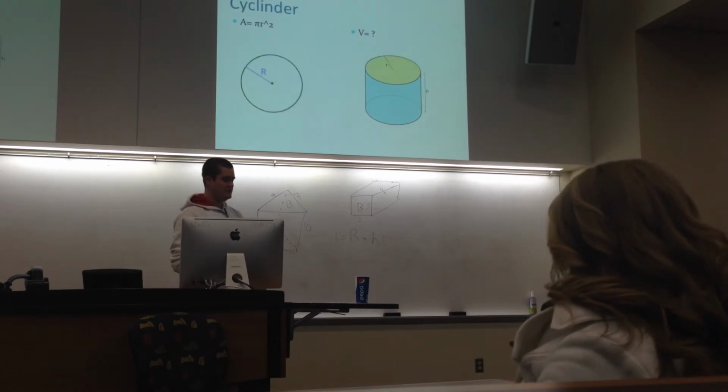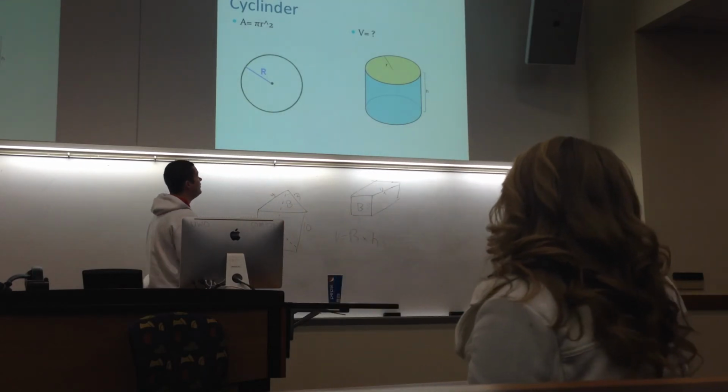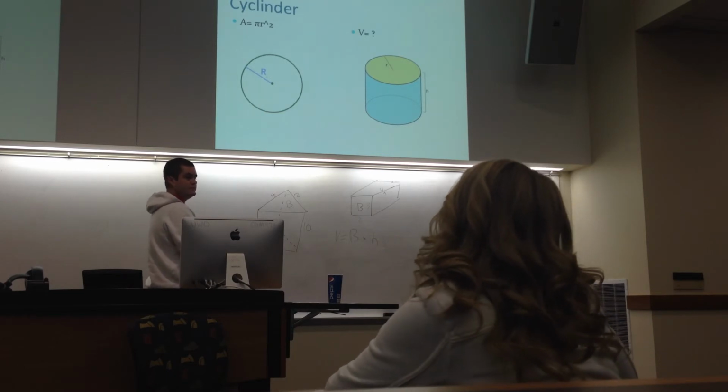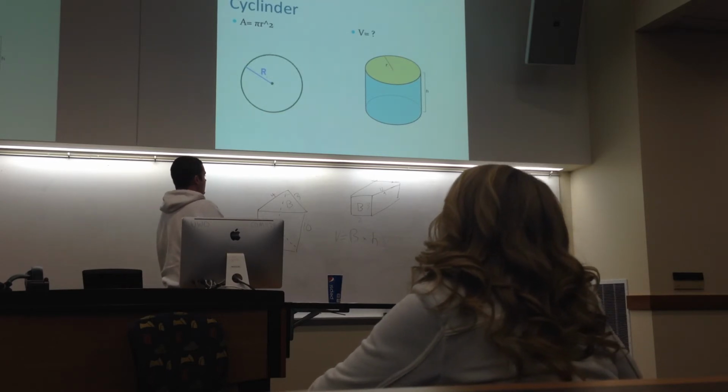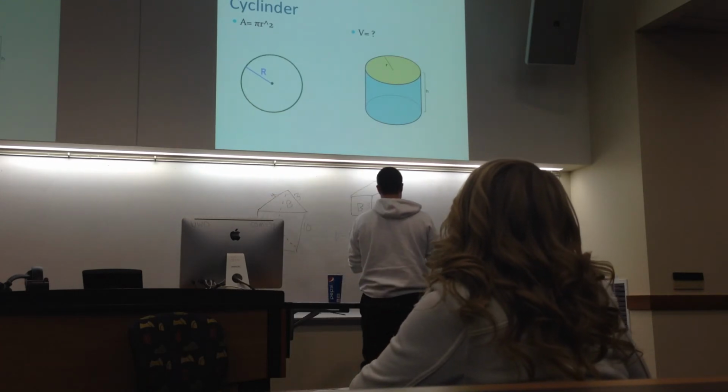And finally, let's move on and solve for this, the cylinder. So how do you find the area of the base for this one? Pi r squared, area of a circle. Right, good job. I'm going to give you an example for this too.